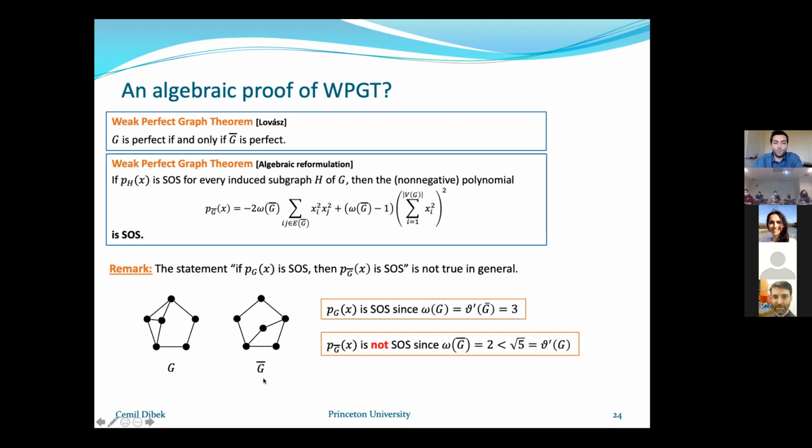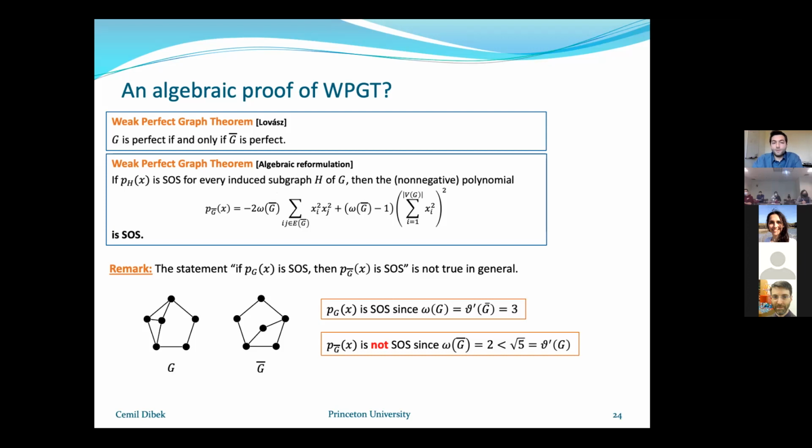But if you go to the complement, this is the complement of G, then you realize that there is a gap. And so the PG complement will not be SOS. So we really need to take induced subgraphs into consideration here. We really need to use the fact that PH(X) is SOS for every induced subgraph. Okay.